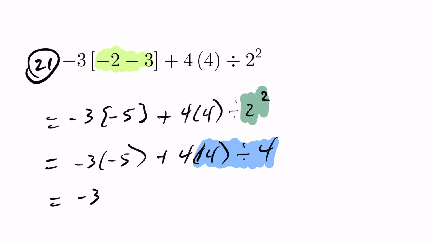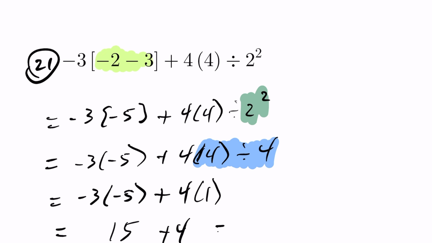So again, I'm just writing this out. You can jump some steps here and do a couple together, but that's fine. This becomes 4 divided by 4 is 1. Then if you take a look here, this is going to be multiplication. So you get 15 plus 4, and the answer is 19 for number 21.